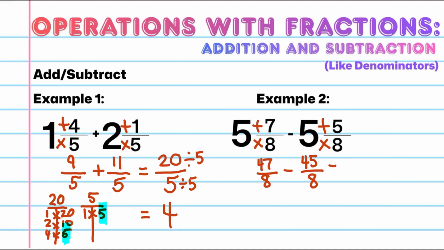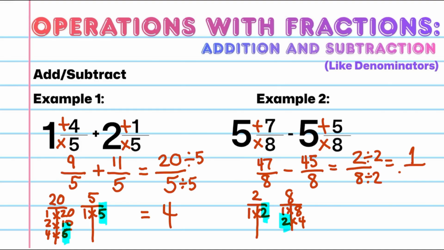So what is 47 minus 45? Well, that's 2 over 8. Again, I have to find my GCF. So I'm going to list the factors of 2, list the factors of 8, and see what my greatest common factor is. Factors of 2 are 1 times 2. Factors of 8 are 1 times 8, and 2 times 4. My greatest common factor is 2, which means I'm dividing my numerator by 2, denominator by 2. 2 divided by 2 is 1. 8 divided by 2 is 4. So this simplifies to be 1/4.